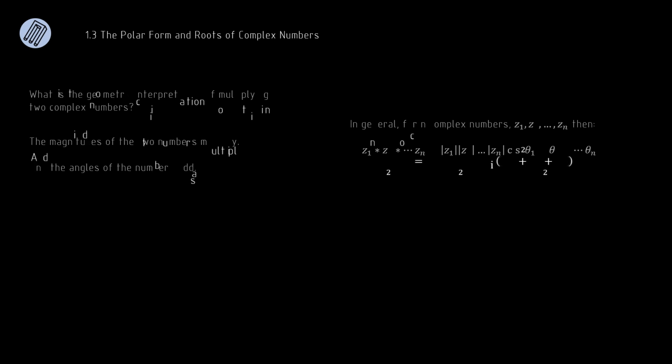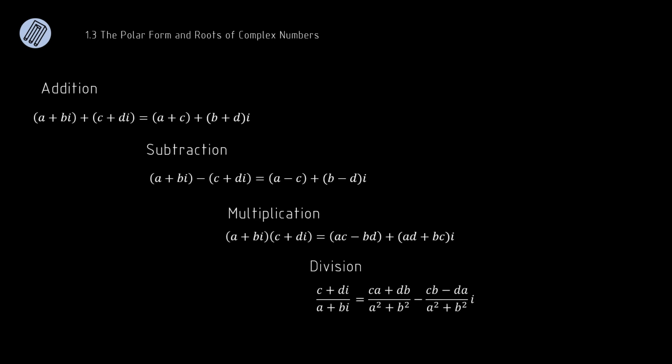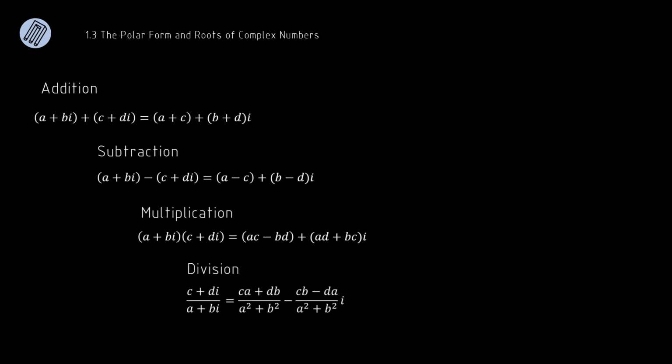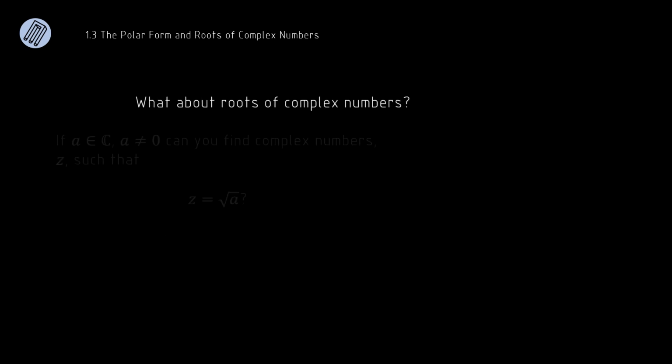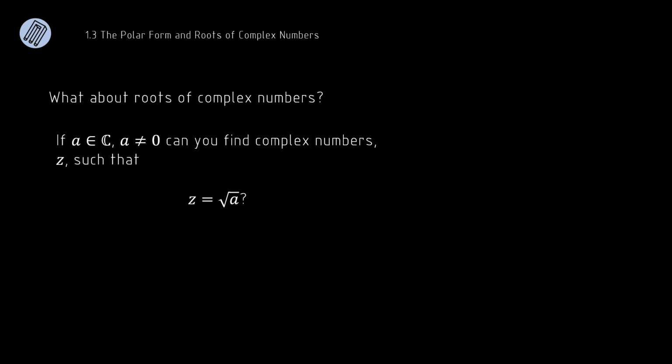We've talked about addition, subtraction, multiplication, and division. And now that we have the understanding of the polar form of complex numbers, we can start to talk about roots of complex numbers. The idea is, say that we have a complex number a. Don't let it be 0 because that would be trivial. Can we find numbers z such that the square root of a is equal to z? What about the third root of a? The seventh root? What about the nth root of a?